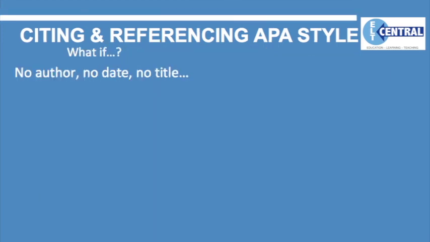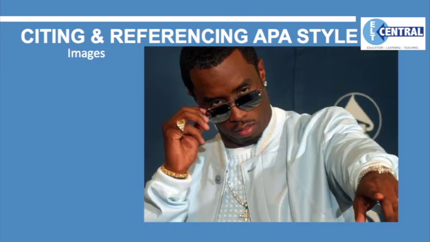What happens if you've got no author, no date, and no title? Think about it. Why would you use something like that? Think back to why we cite. Why do we cite? One of the reasons is so that the teacher can go back and check and validate the information. Okay, what about images?